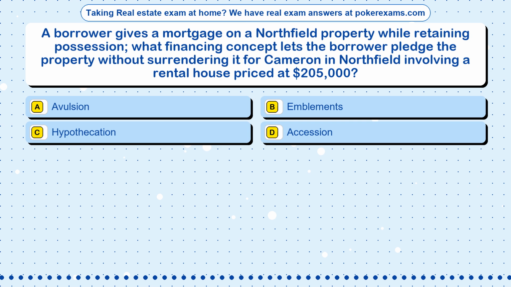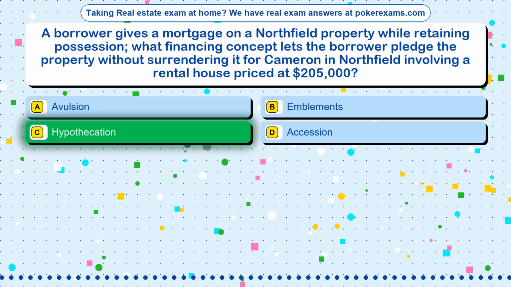Question 55. A borrower gives a mortgage on a Northfield property while retaining possession. What financing concept lets the borrower pledge the property without surrendering it for Cameron in Northfield involving a rental house priced at $205,000? Option A. Avulsion. Option B. Emblements. Option C. Hypothecation. Option D. Accession.